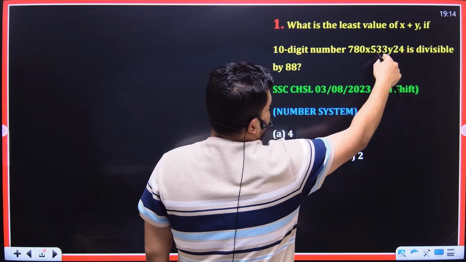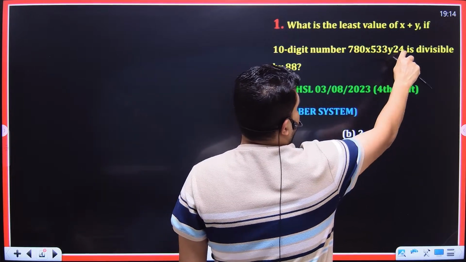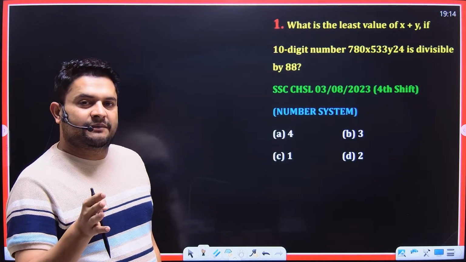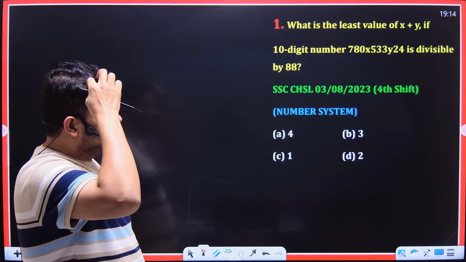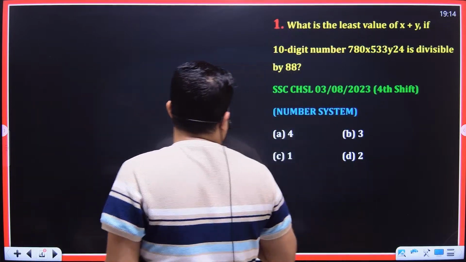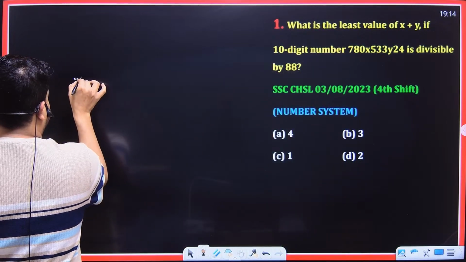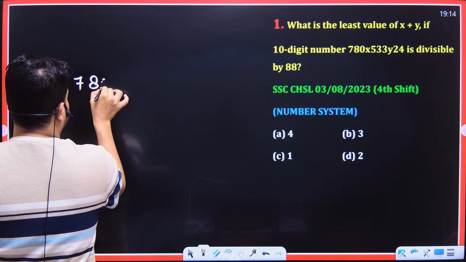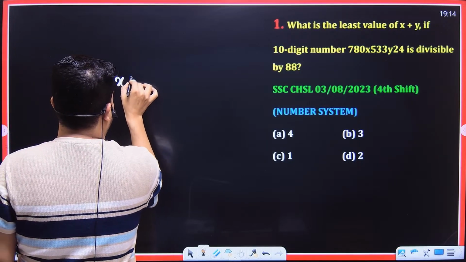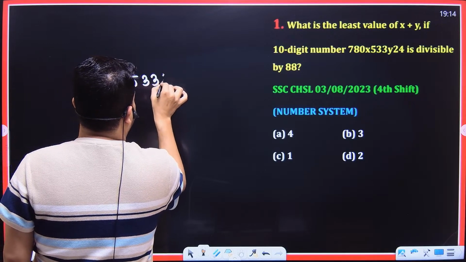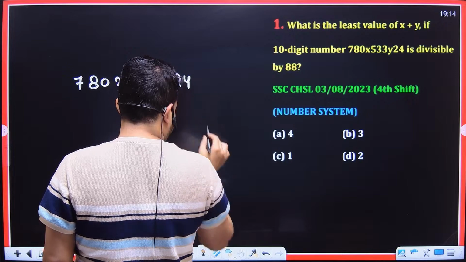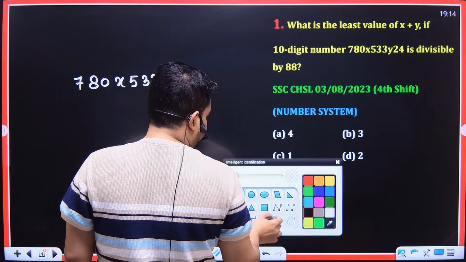If I put y equal to 0, then 024 is the last 3 digits of this number, and it is easily divisible by 8. But for 11, we have to check the alternate digits. I am writing it here: 780x533y24. This number is to be divided by 88.